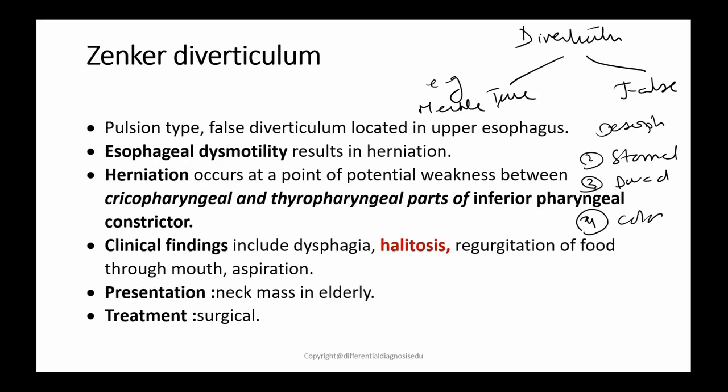What is the most common location of diverticulum? False diverticulum, most common location, sigmoid colon. This is the most common location of false diverticulum. Let's discuss Zenker diverticulum. It is present in the upper esophagus, so it's a false diverticulum.